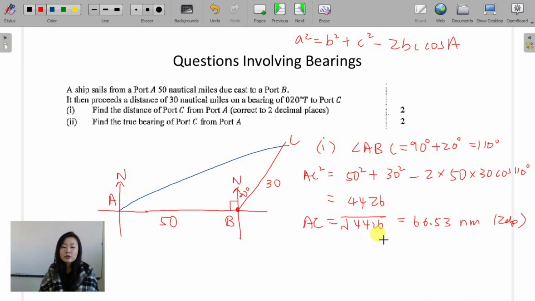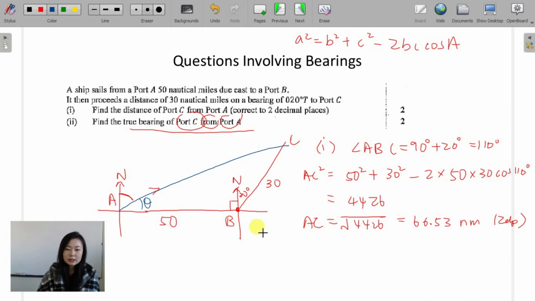And then the second part, true bearing. Now, this is important. How do you read this? C from A means from A, the direction to C. From A, the direction to C. So in other words, you're looking for that angle there. That's what you're looking for. So to find that angle there, we need to figure out this angle first. So we're going to use the sine rule to help us build this.